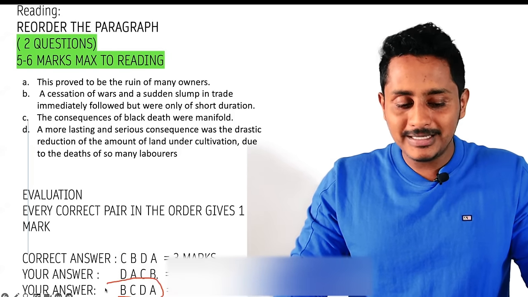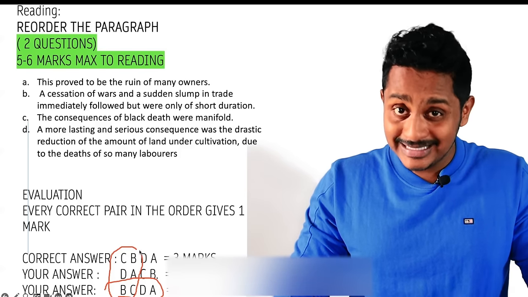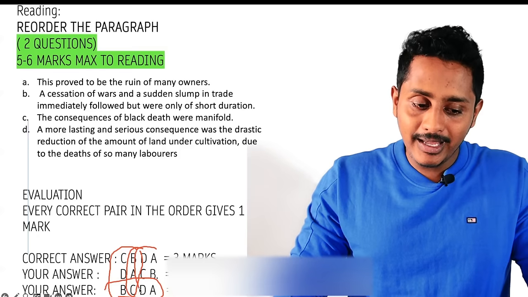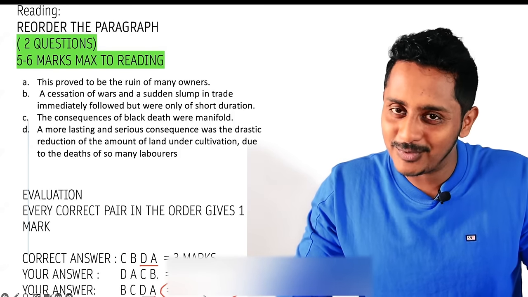Let's say you selected BCDA. So now CB to BC, not correct. BC, CB, both are different. BD to CD, not correct. DA to DA, correct. Pay more attention, pay more attention. This DA is same as this DA, you're going to get one mark.